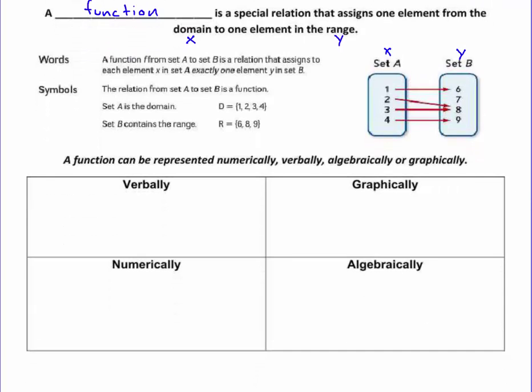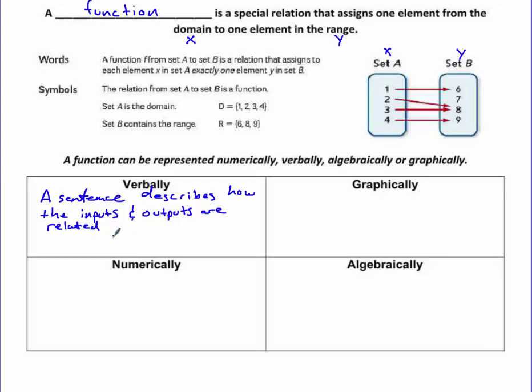A function can be represented lots of ways. It can be numerical, verbal, algebraic, or graphical. So verbally, there's typically a sentence, and it describes how the inputs and outputs are related. It's going to be something like, the output is 2 more than the input. So that means we put something in, add 2 to it. The answer is whatever we put in plus 2.